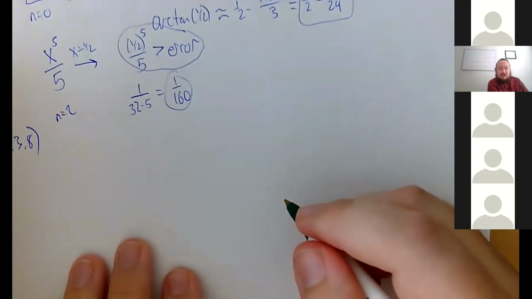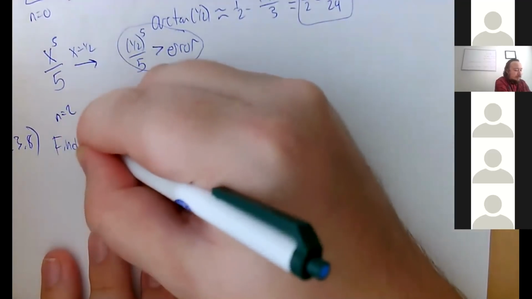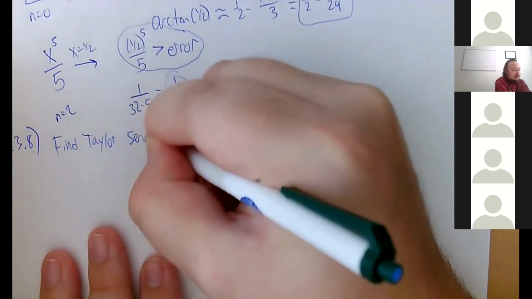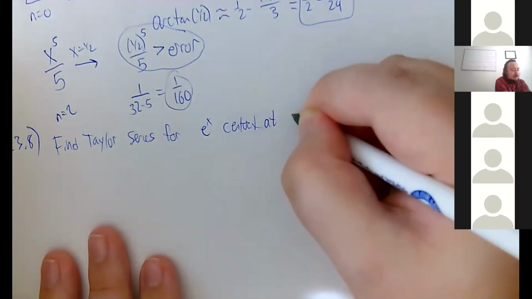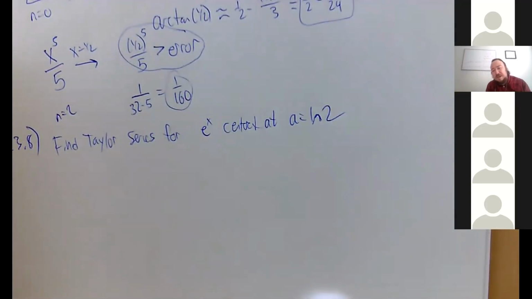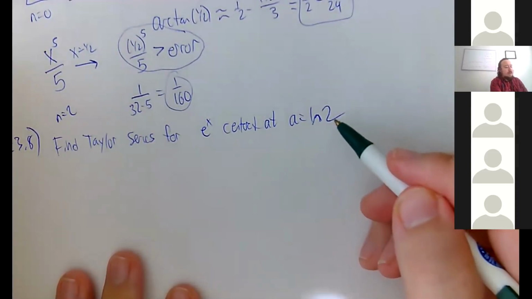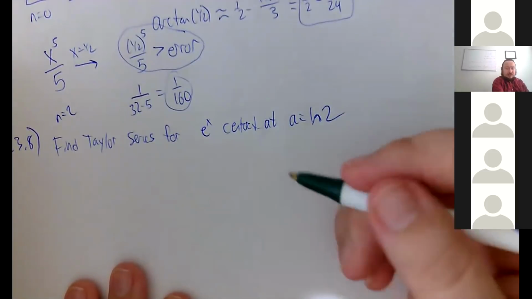Okay. Find the Taylor series for e to the x centered at a equals ln of 2. Now it may be tempting to just throw in x minus ln of 2 on the Maclaurin series table and just call it a day. But unfortunately, it's a little bit more complicated than that. If you center your series somewhere else other than 0, chances are you need to make a table from scratch again here.